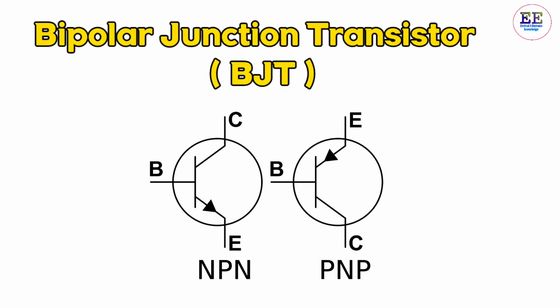You can see this is the NPN and PNP transistor circuit symbol, and the direction of arrowheads at emitter in PNP and NPN transistor is opposite to each other.